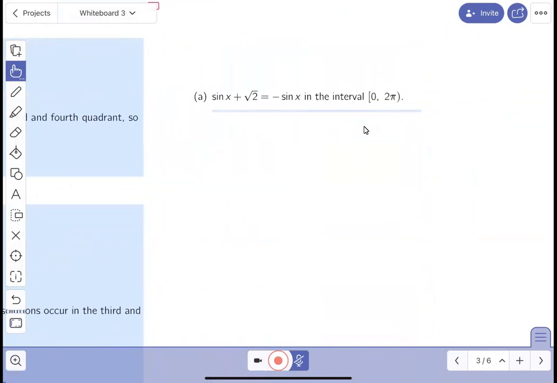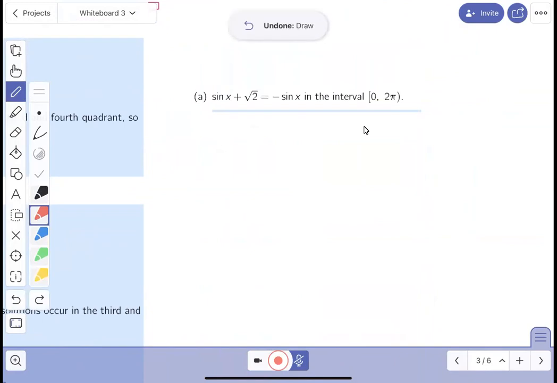Well, I like this one because it just wants a solution between 0 and 2 pi. So what we normally do is we try to get the sine or the cosine or the tangent equals a number. And I think I can do that. So I'll write that down for you. I'm going to write down 2 sine x. Someone said, what did you do there? I added sine x to both sides. And now I'm going to subtract √2 from both sides.